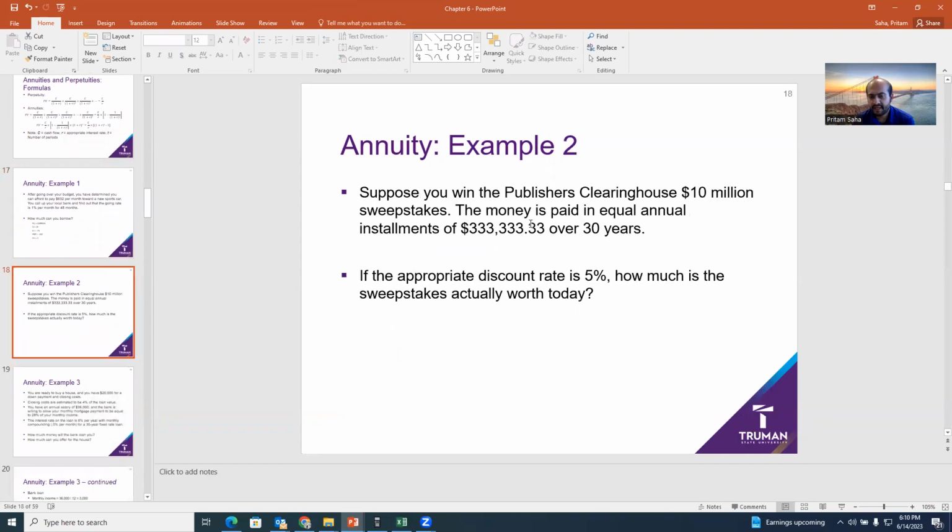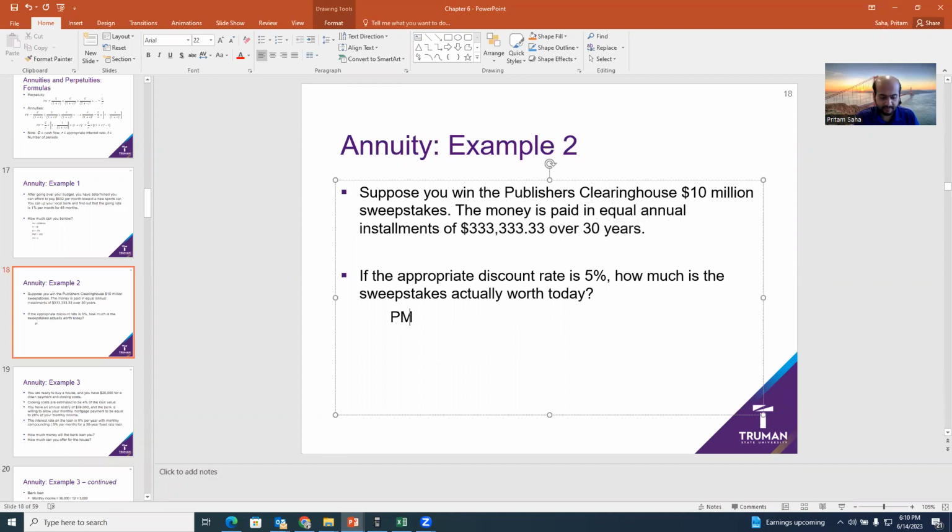Suppose you win the Publishers Clearing House 10 million. The money is paid in equal annual installments over 30 years. If the appropriate discount rate is 5%, how much is it worth today? This is kind of intriguing and a little complex. It's saying the lottery is worth 10 million, but they will pay this as an annuity for the next 30 years.